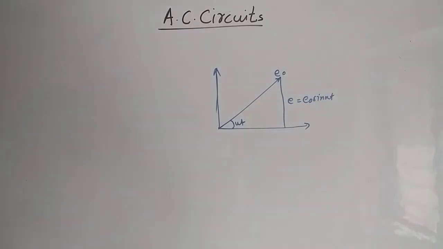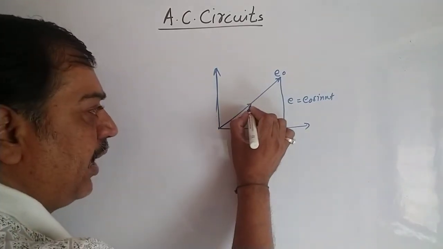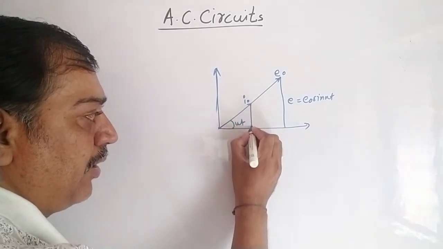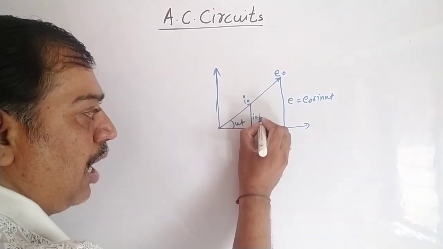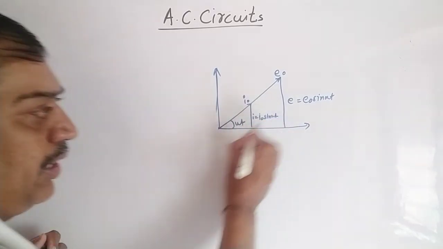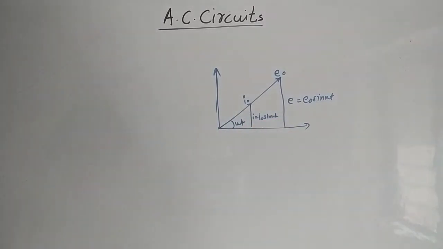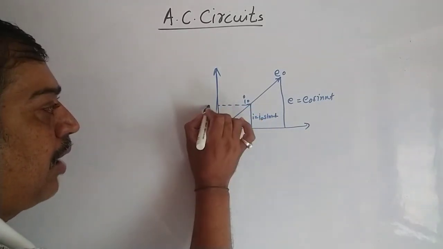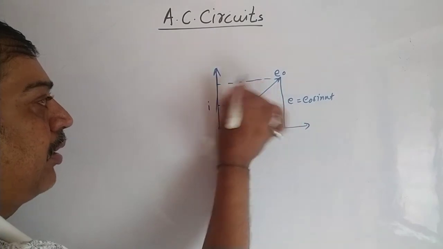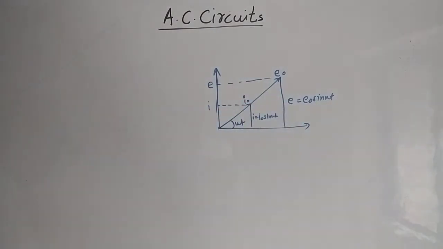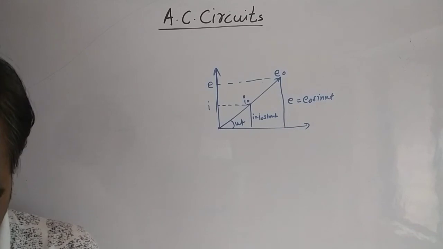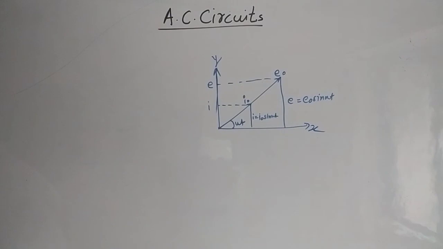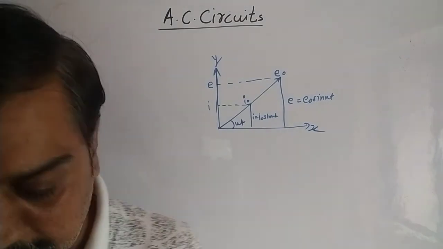And as I0 also moves in the same direction, we take I0 somewhere here. This gives I equal to I0 sine of omega t. Both of them are moving in the same direction, and this part is the current I, and this part is the EMF E. This diagram is said to be the phasor diagram for current and EMF. This is the x-axis and this is the y-axis by default. So this is the phasor diagram for this.